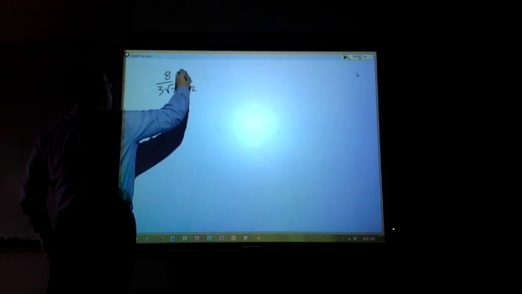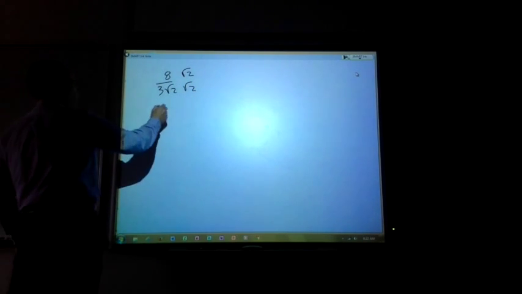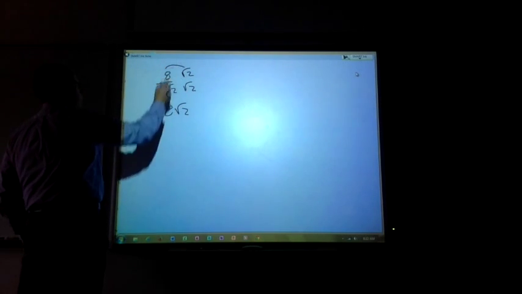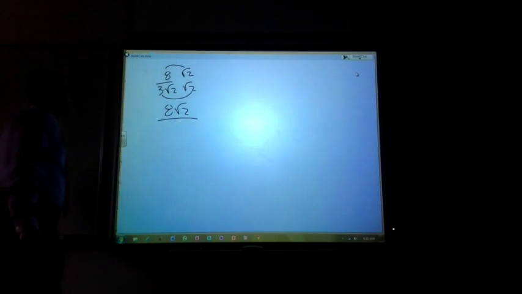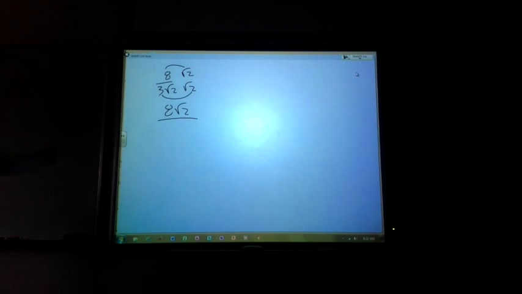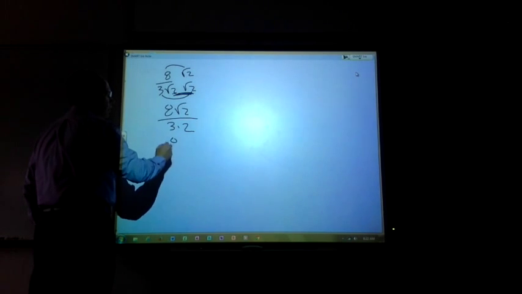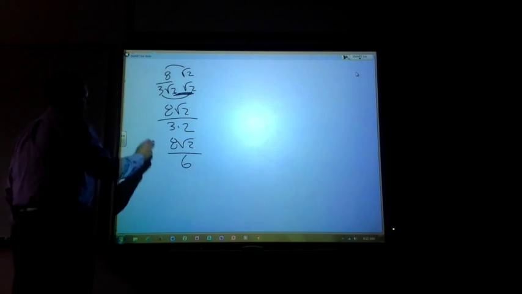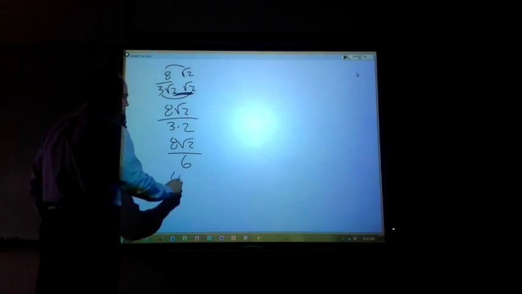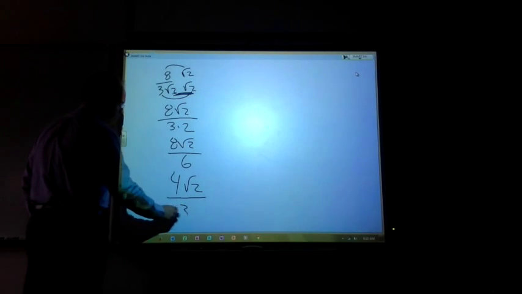Go ahead. What do I multiply top and bottom by? Root 2 and root 2. Okay, so I get 8 root 2 on top. What do I get on bottom? 3 root 4. What's root 4? 2. So I get 3 times 2. So that's 8 root 2 over 6. Can I reduce 8 and 6? Yes, so I get 4 root 2 over 3.